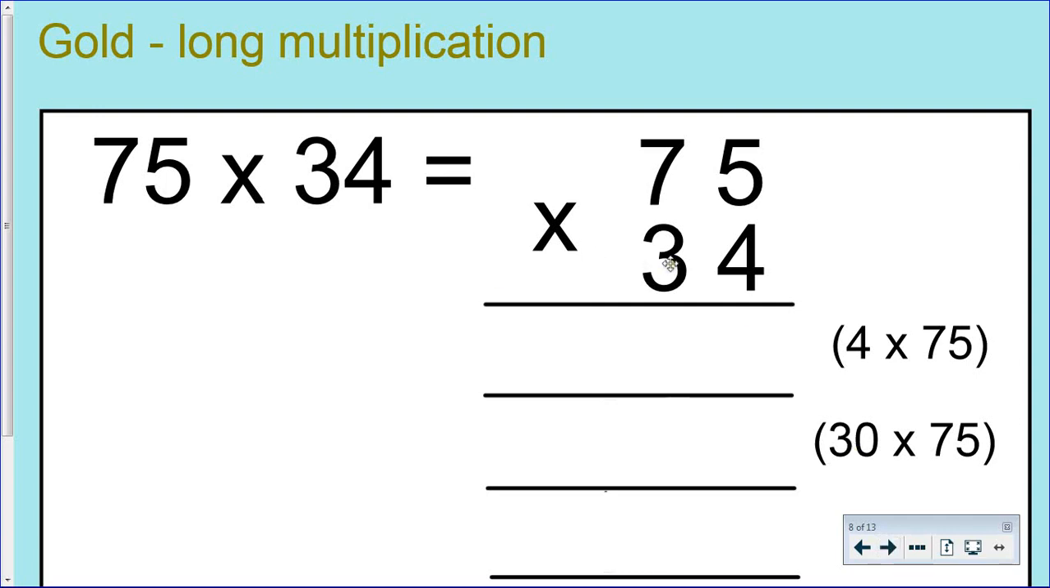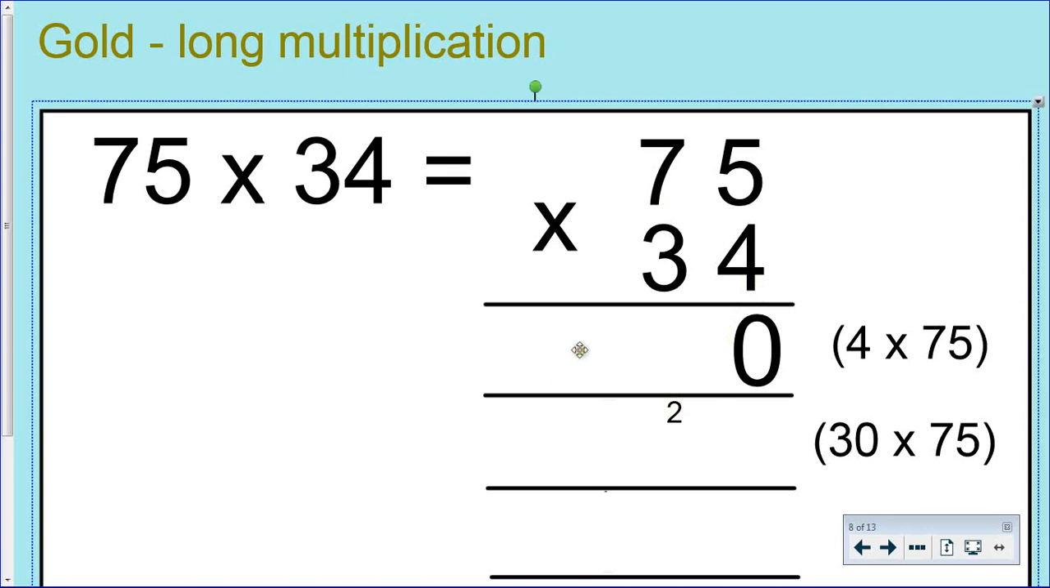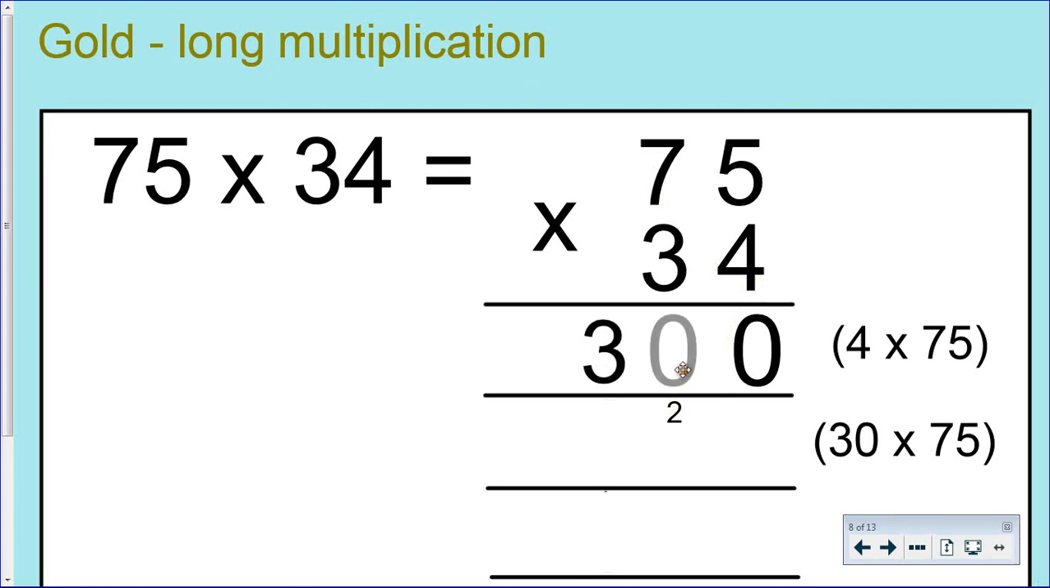So just like all the other methods, the short multiplication, we're going to go 4 times 5 is 20. Again, we can't put 20 in one place value column, so the 2 goes under the line and the 0 in the column. Now, 4 times 7 is 28, but we have to remember to add that 2 on, so it's 30. Now again, we've run out of room, so we don't need to pop it onto the line. We can just pop it in the place value columns. That's the first bit done.